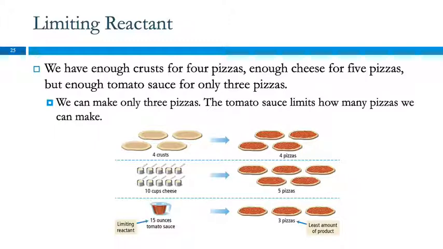Okay, so there it is in pictures, because pictures are nice. So 4 crusts, 4 pizzas, 10 cups of cheese, 5 pizzas, 15 ounces of sauce, 3 pizzas. So we figured out how much product we could make from each of the ingredients, and then we look at which one produces the smallest amount. And this is the answer.